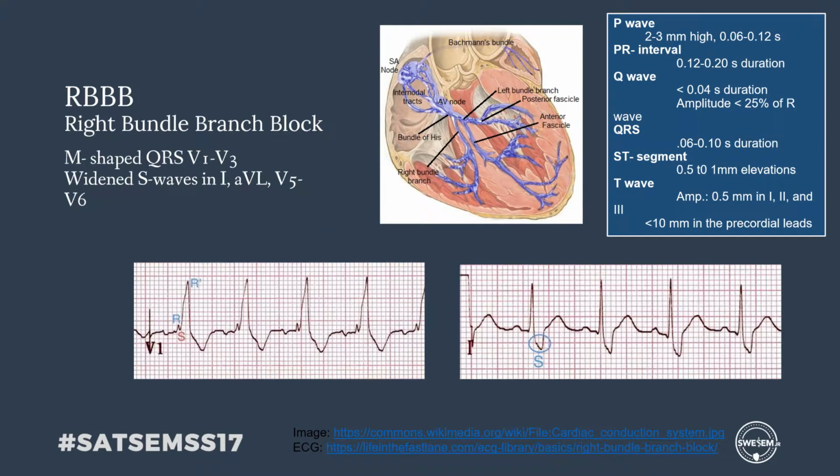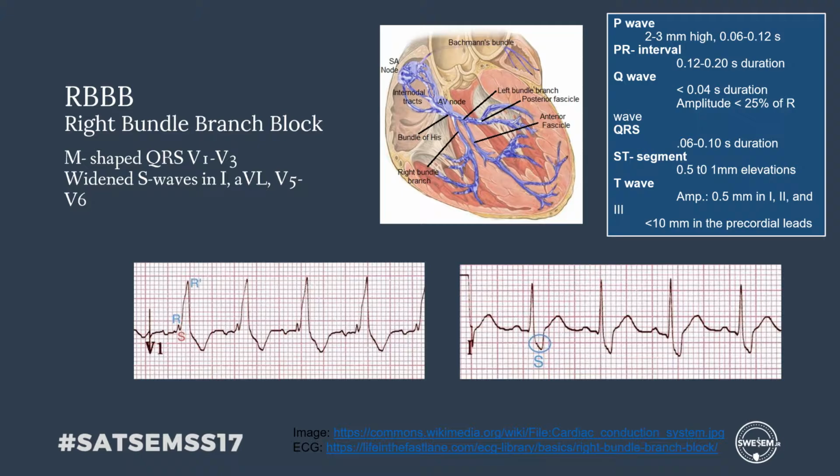Moving on to the right bundle branch block. Unlike the left, the right bundle branch block may be in fact a normal finding in roughly 1% of the population. It's important to note, however, that a right bundle branch block may also be associated to pathological conditions, so it's important to take the entire patient into consideration before writing off the ECG finding as just a normal variant.